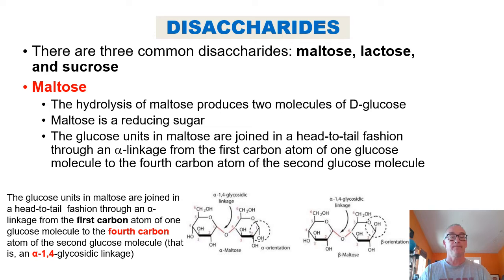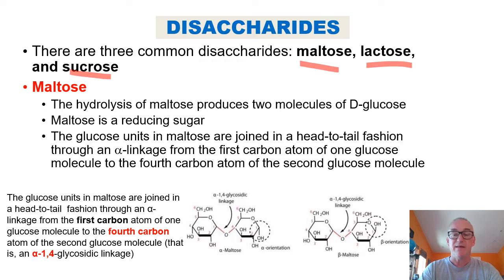So that is an example. Let's look at some more. So there's three common ones, the most common ones: maltose, lactose, and sucrose. I'm sure everyone's familiar with sucrose. You may not be as familiar with maltose. Now the hydrolysis of maltose releases two molecules of D-glucose. So you have the most common monosaccharide. They come together and form maltose.